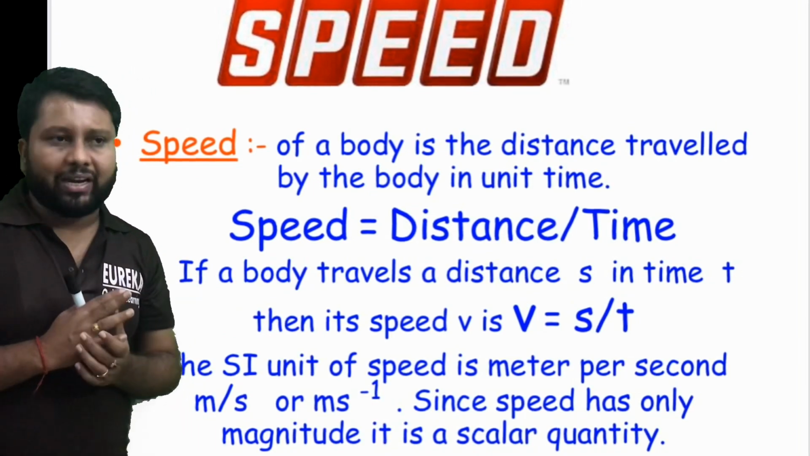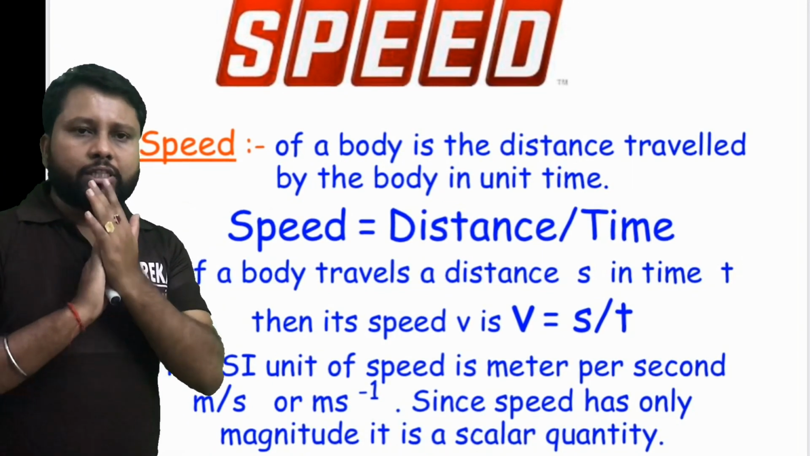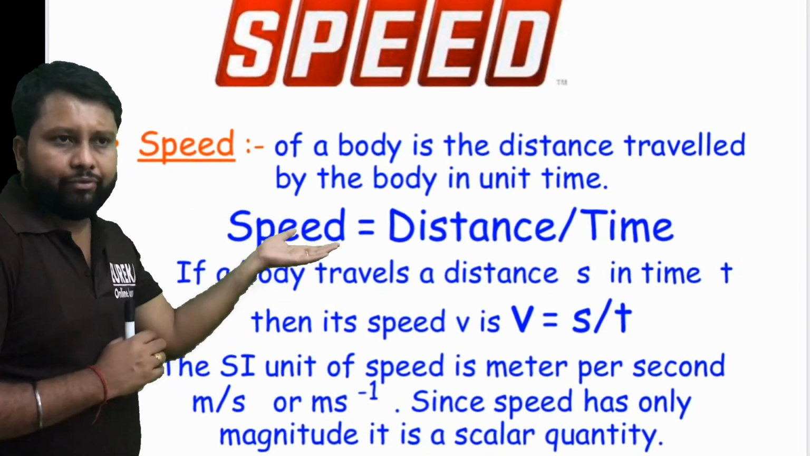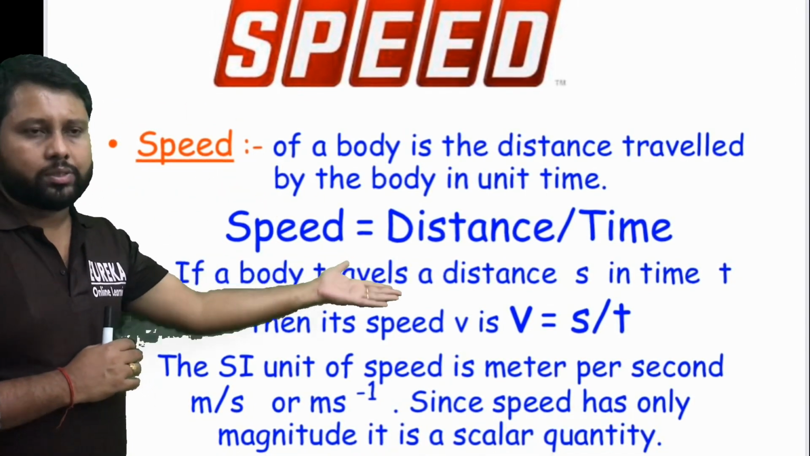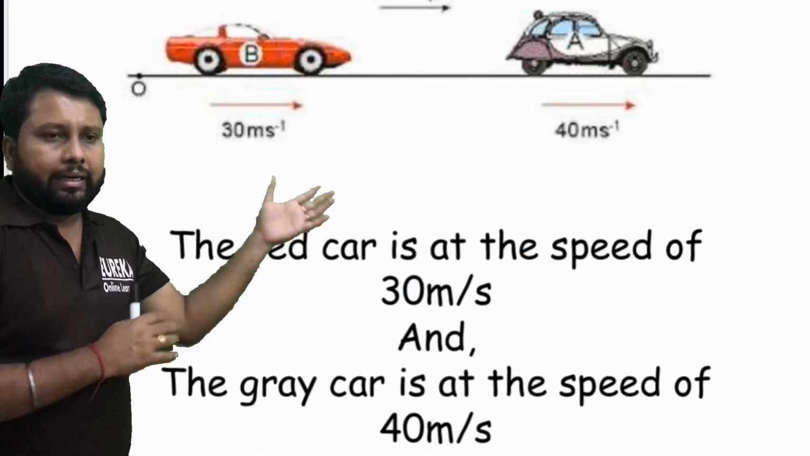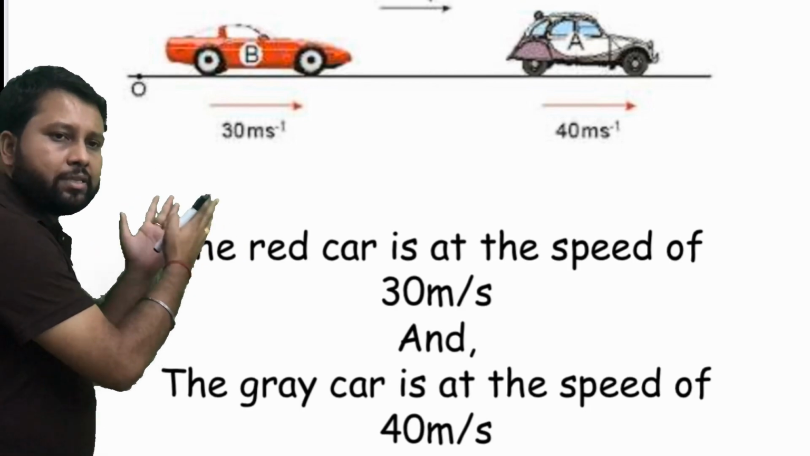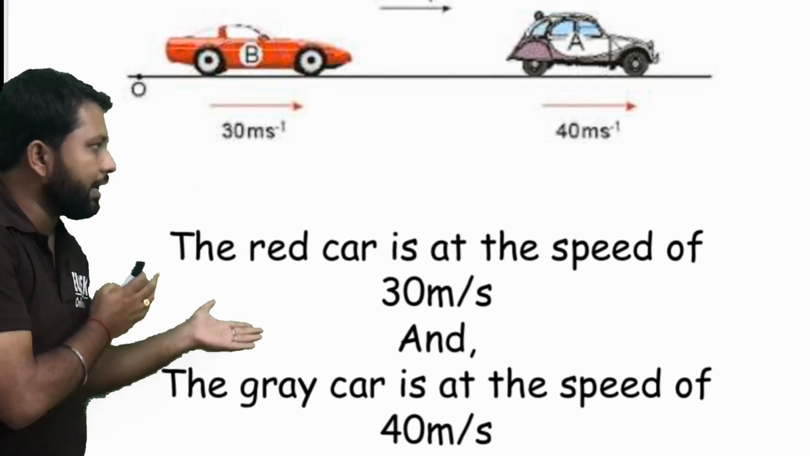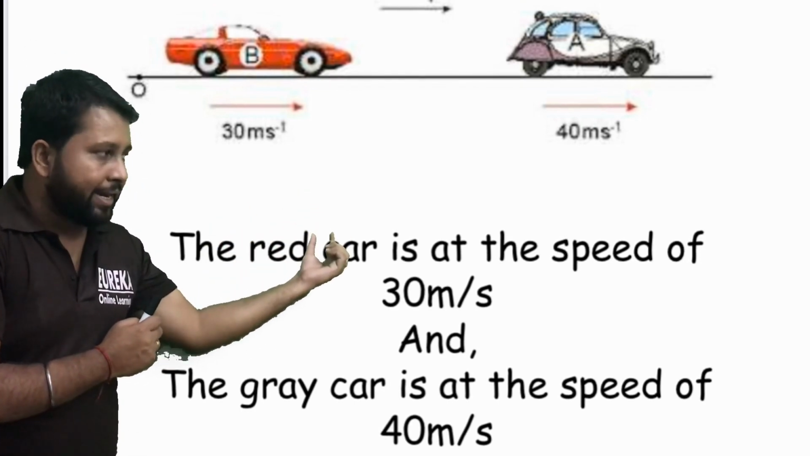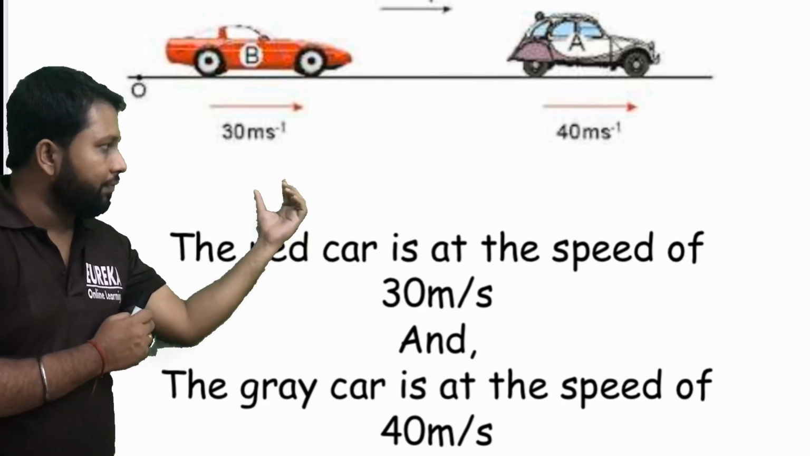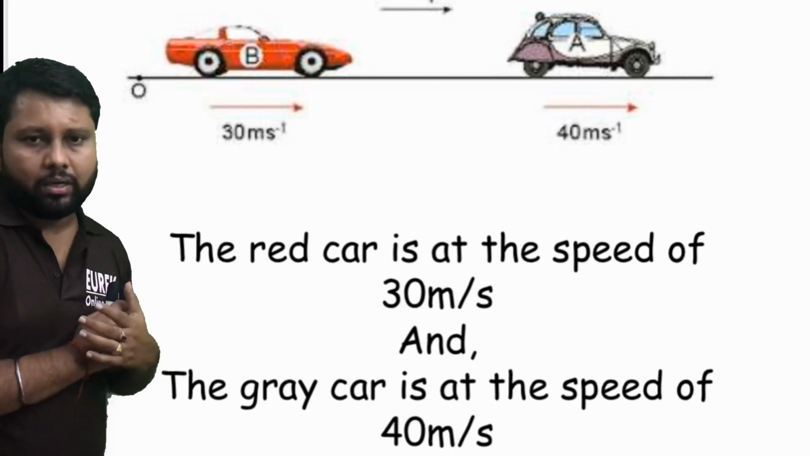Okay, now we'll see what velocity is. Velocity means displacement upon time. We'll take an example here of speed. There is a red car. The speed of this red car is 30 meter per second and the grey car is at a speed of 40 meter per second. What does it mean? It means in 1 second this red car travels a distance of 30 meter and this grey car travels a distance of 40 meter.